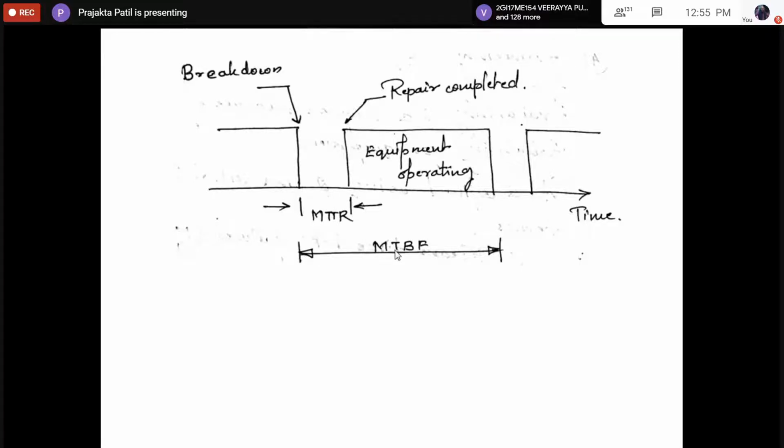And what is mean time between failure? It is the time in between one breakdown and the next breakdown. So you can see this is mean time between failure. You can see here, this is the breakdown. The equipment has broken down here. It's repair plus its mean time between failure.